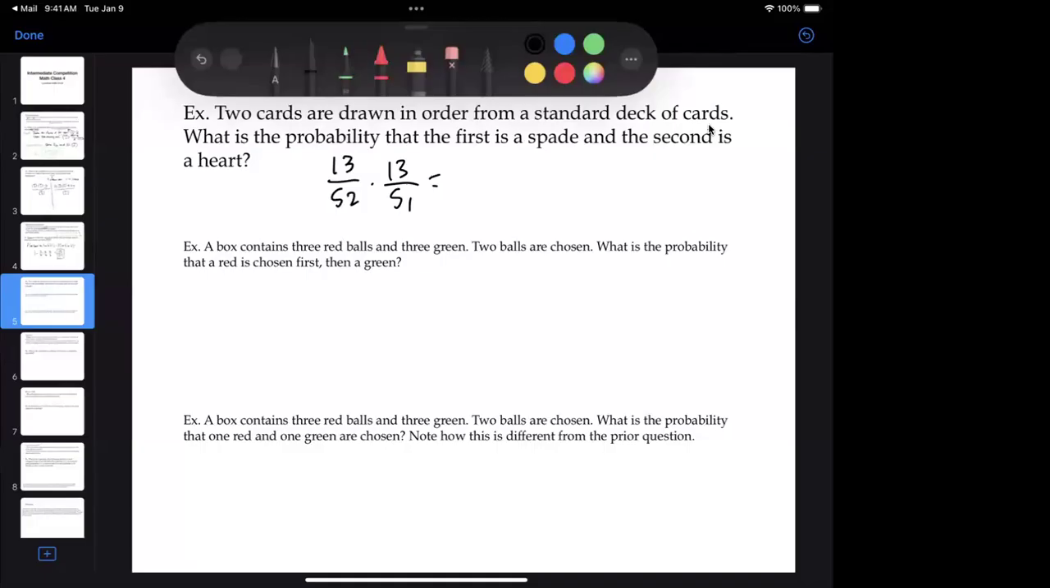So simplifying that, because this is 1/4, right? So this gives us 13 over 204. So just to reiterate, oh, very good, Vaibhavi, thank you.